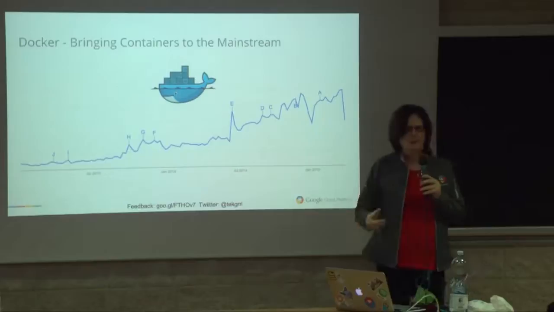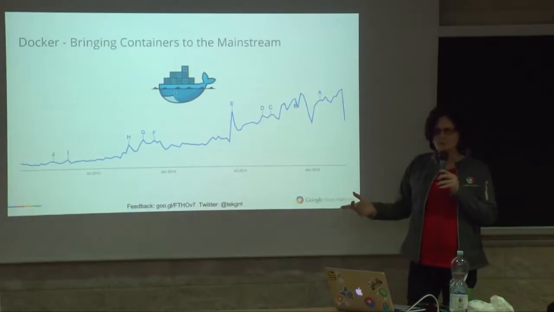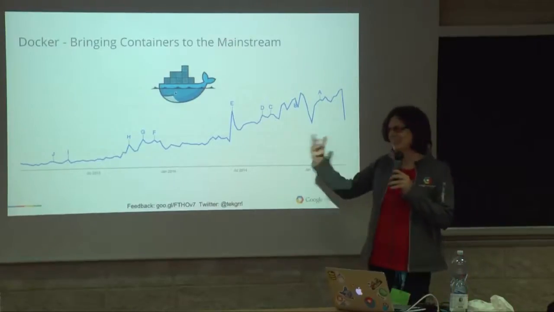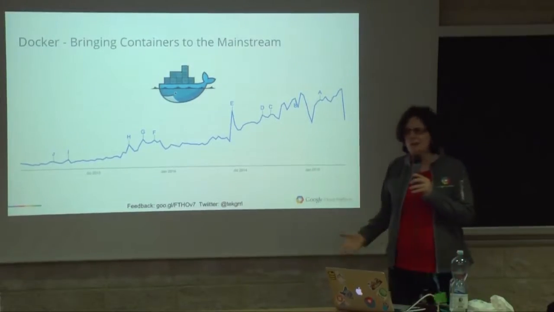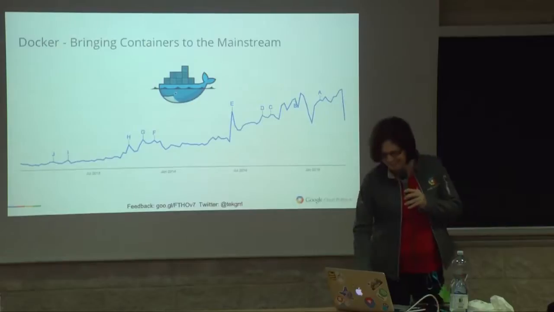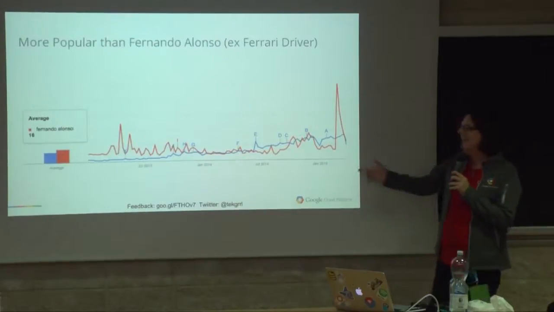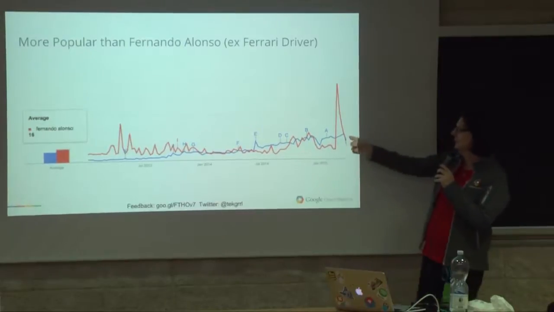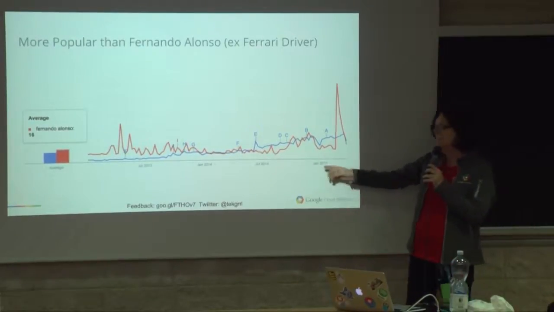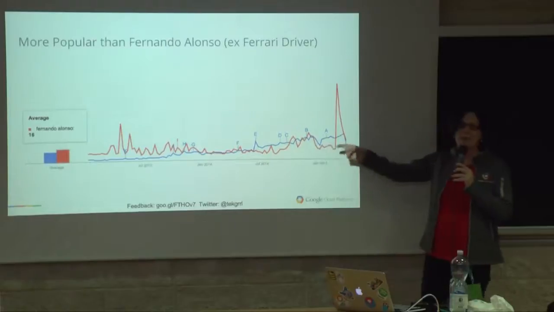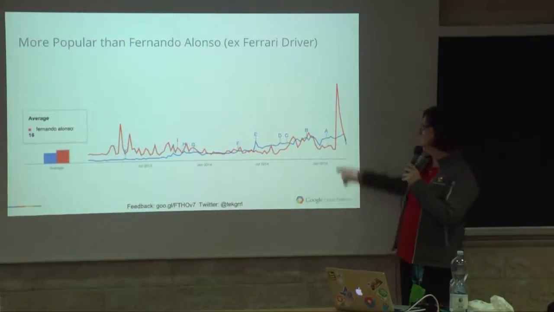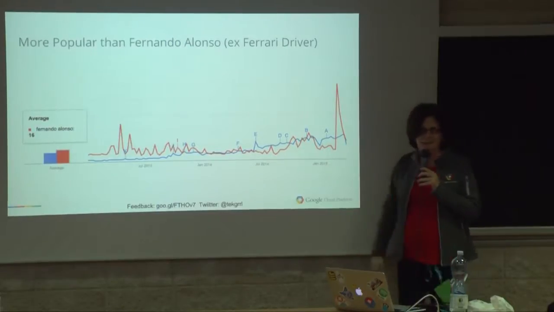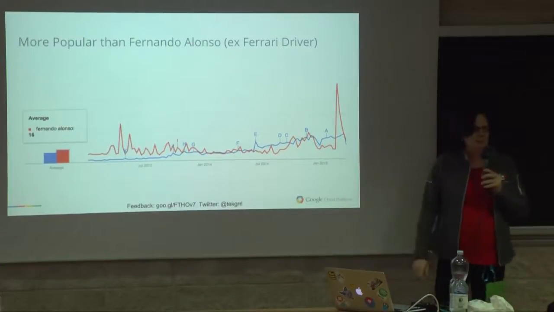But how many of you are familiar with Fernando Alonso? Formula One driver. OK, not many of you. He's not Italian, but he did drive for Ferrari. So this is how he compares with Docker. This is Fernando's popularity compared with Docker. You can see at some point, Docker became more popular than Fernando Alonso. Until Fernando Alonso had a big crash a few weeks ago, when he became much more popular than Docker. So maybe Docker should have a big crash as well.